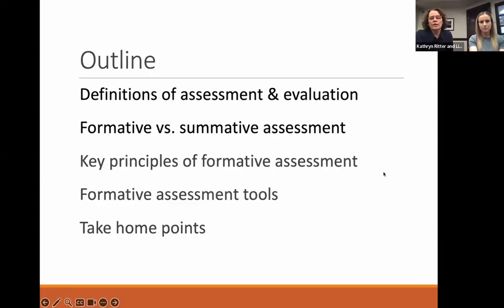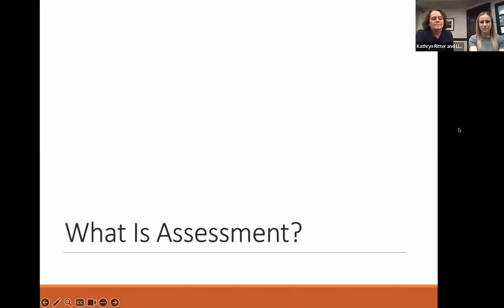So this is the outline we're going to go through, and we're going to start by jumping in and telling you about some definitions. So what is assessment?